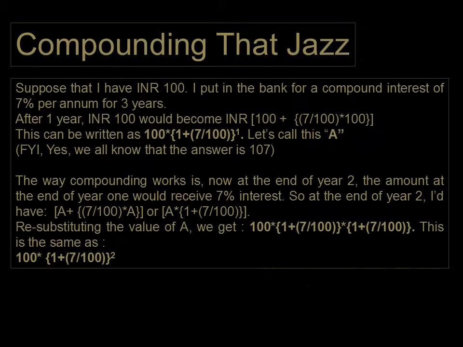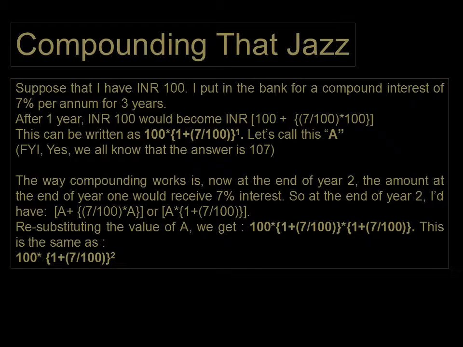Let's understand the first approach. How did I go to the future? How did I calculate this? How did I make the comparison? Pretty simple. Suppose I have 100 rupees today. I put it in the bank for a compound interest of 7% per annum for 3 years. After 1 year, the interest would yield 7% on 100. Yes, you're not a genius if you've answered 107. Everybody knows this.